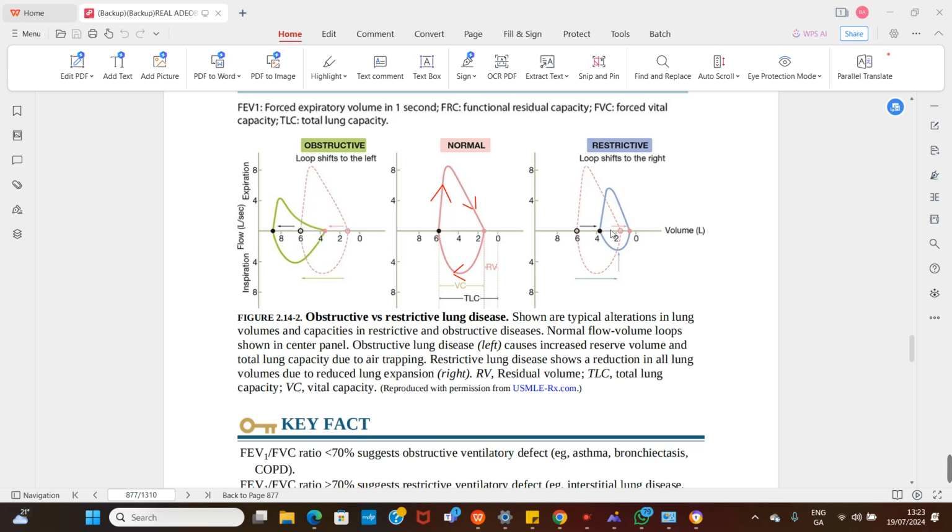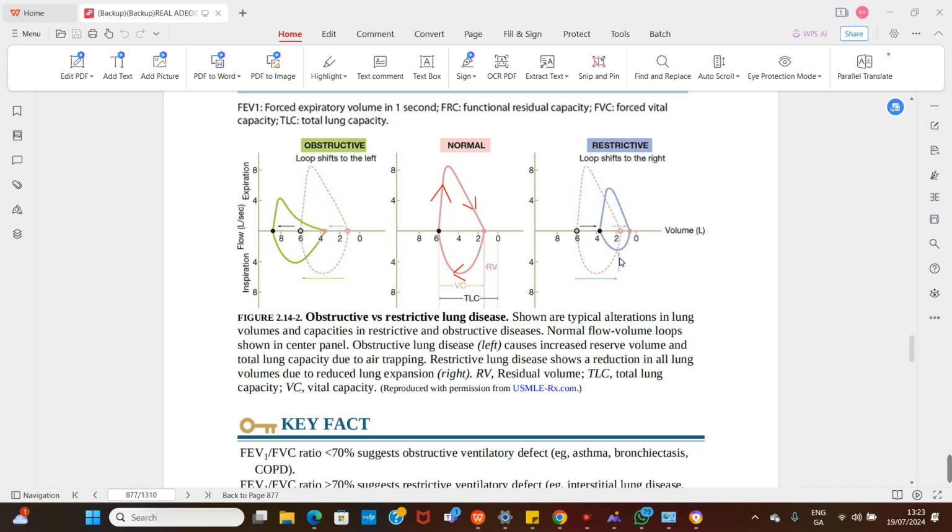But for restrictive, if you look at the peak, you will see that the peak is higher. Where is the peak higher? Anybody? Is it expiration or inspiration? Expiration, yeah, the peak is higher in expiration. Expiration is the one that is up. So it means that this person is having problem with inspiration, and that is in keeping with restrictive because the lung cannot expand to take in air.